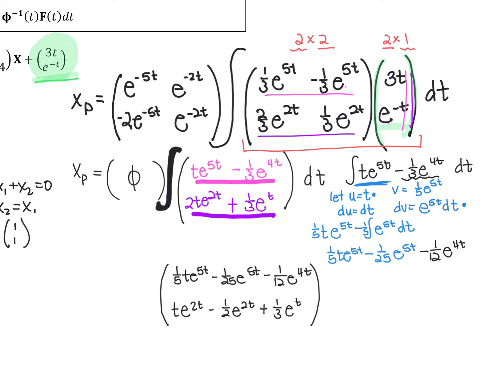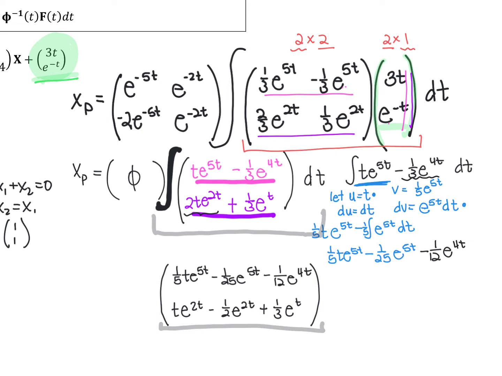Okay, so if we went through the process and we did the integration by parts on this 2t e to the 2t, we'd end up with t e to the 2t minus 1/2 e to the 2t. And then the integral of 1/3 e to the t is 1/3 e to the t. Okay, so what we just found is the thing we then need to multiply by 5. What we found was this integral right here. So that's what this is.